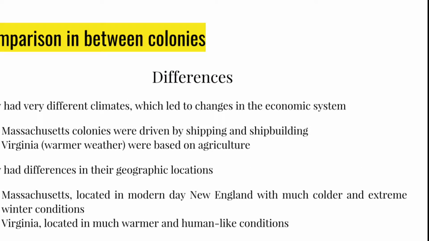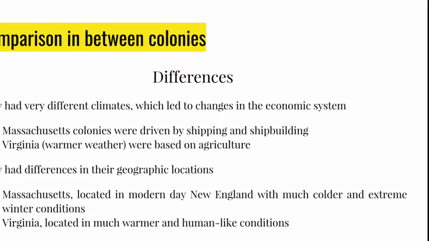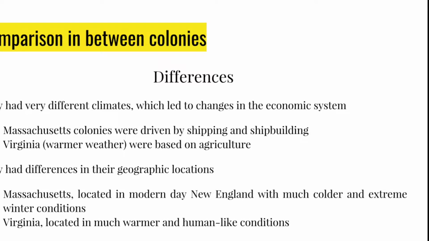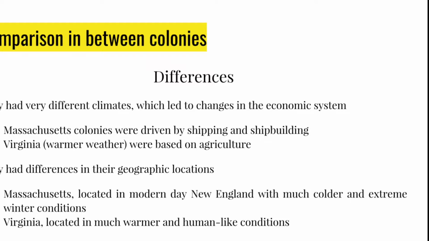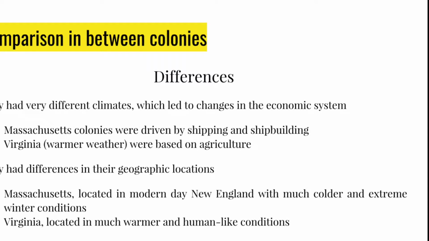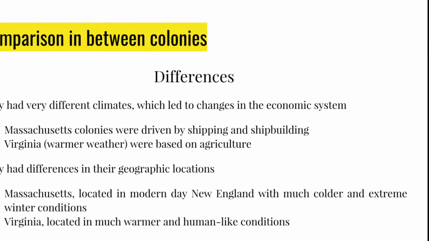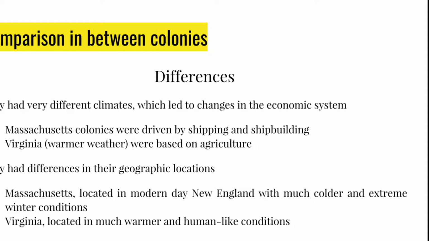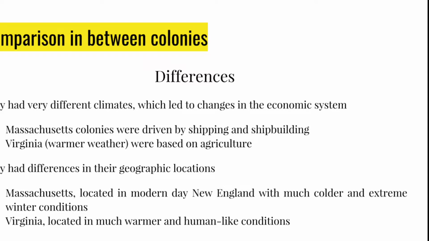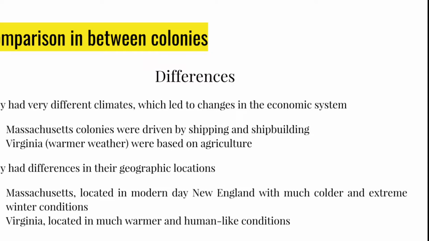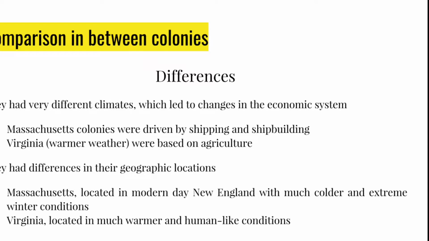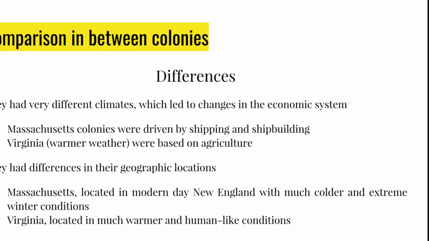Now I'm going to talk about the differences between each colony. They both presented two main differences, which led to branches of minor differences. The two main ones were that they had very different climates, which later led to changes in the economic system, so that the economic system could fix the problems in the climates. They also had differences in their geographic locations. Now I'm going to explain the branches of both of those major differences.